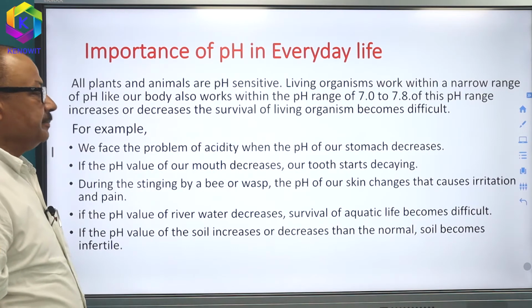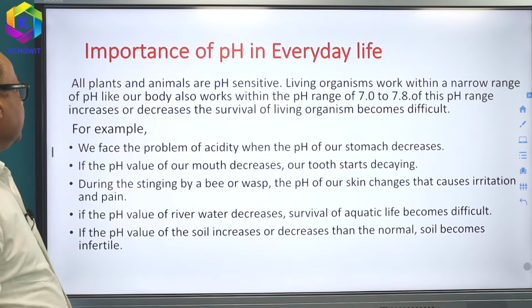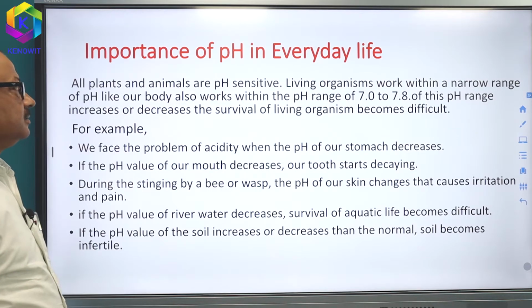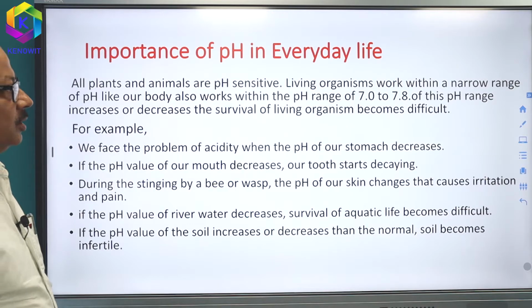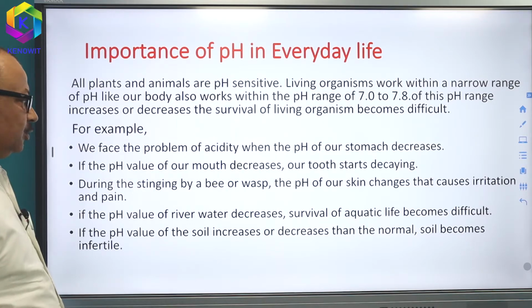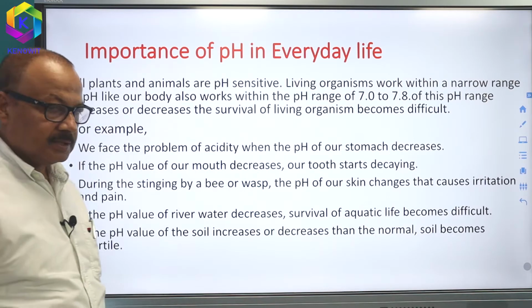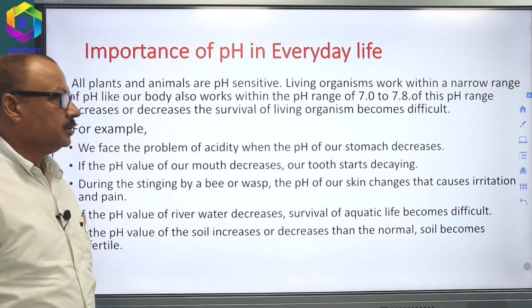Importance of pH in everyday life. What is the role of pH in our day-to-day life? All plants and animals are pH sensitive. Living organisms work within a narrow range of pH, and we know that for agriculture and for aquatic life, pH plays a very important role.